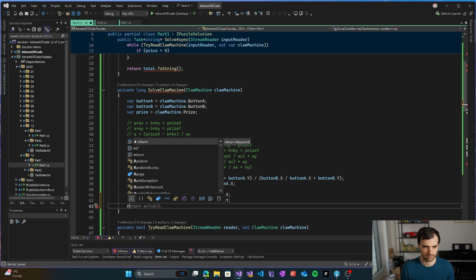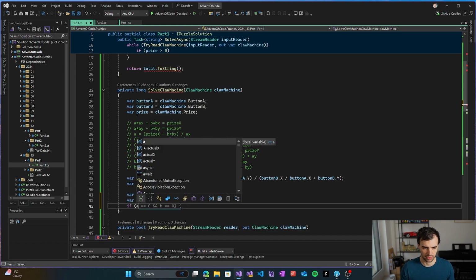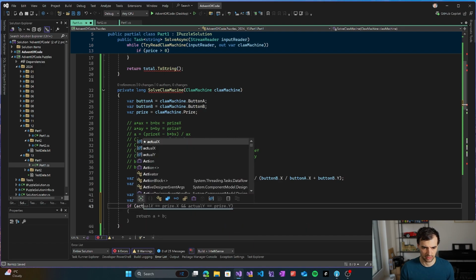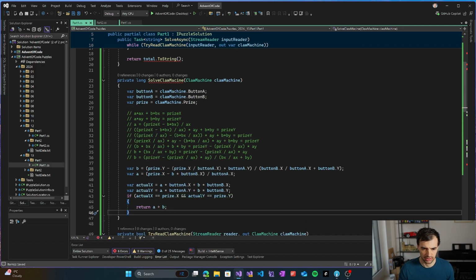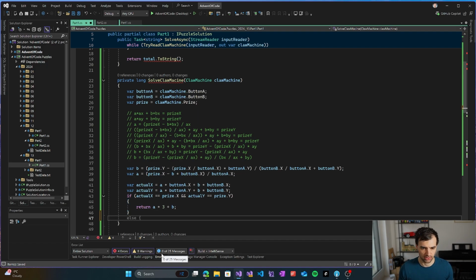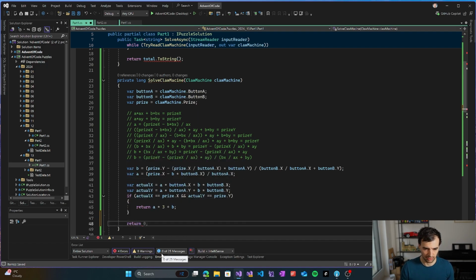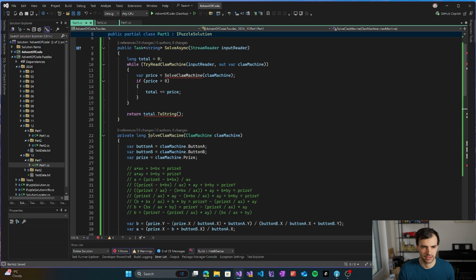So if actual X equals price X and actual Y equals price Y, then we had the right solution. So in that case, we return A times 3 plus B, because A costs 3 tokens, B costs 1 token, and ultimately we return -1 if it's not solvable. So I hope this is correct now. So let's see if that is the case.